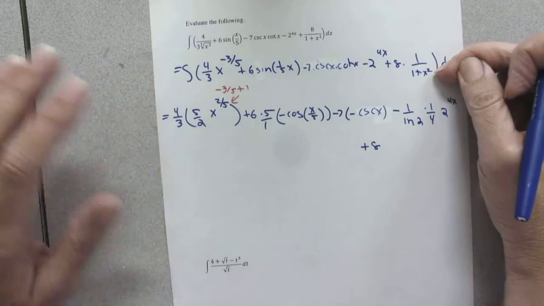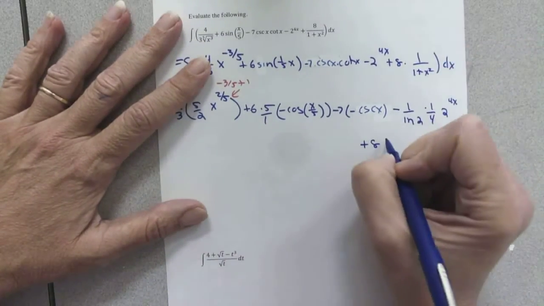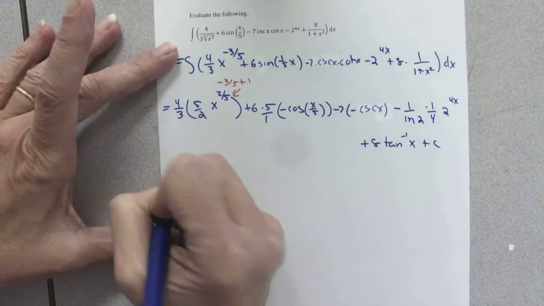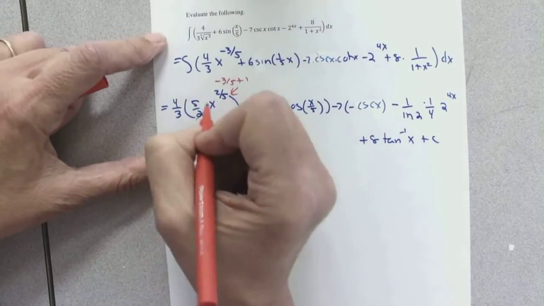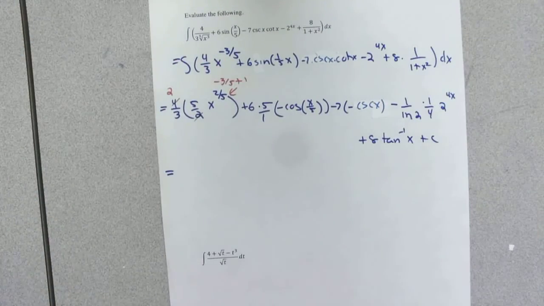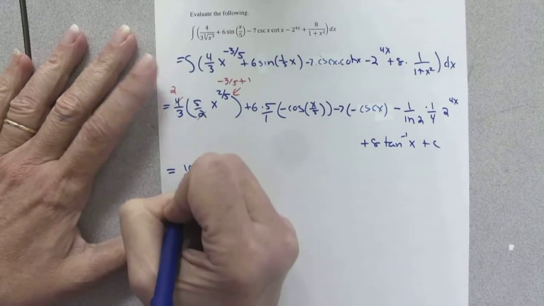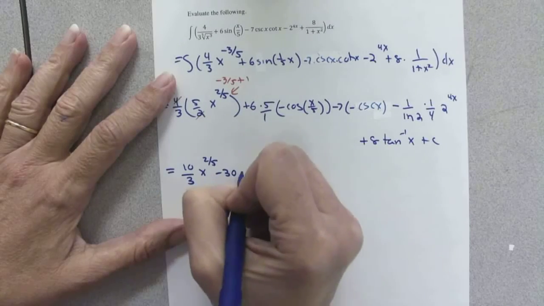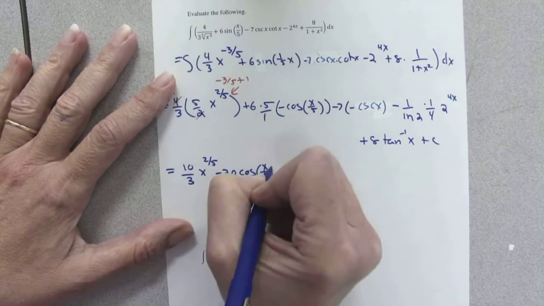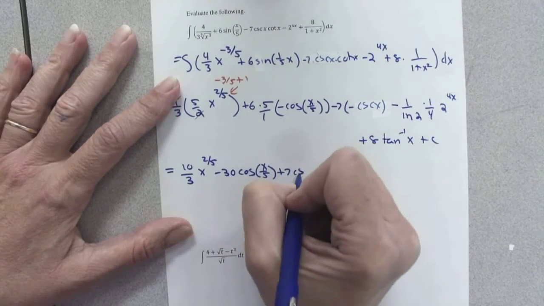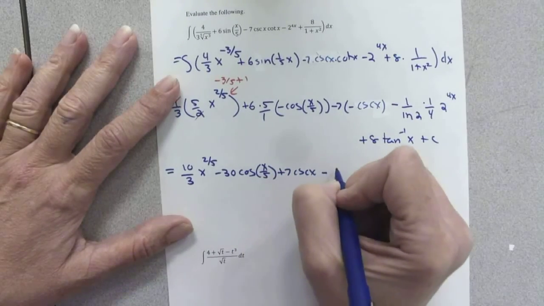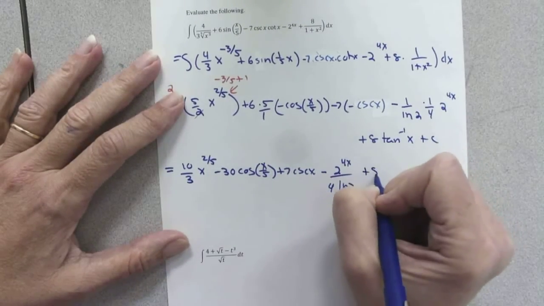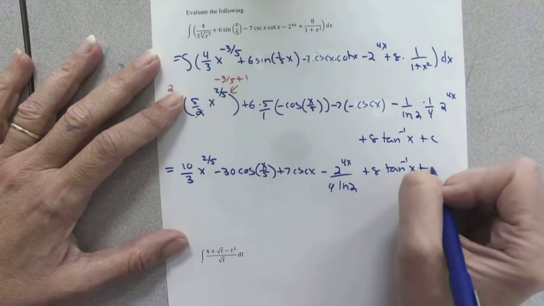Then you're asking yourself, what has a derivative of 1 over 1 plus x squared? And that's tan inverse of x plus c. And then we just make it look prettier. The 4 and the 2 cancel, leaving 2. So I have 10/3 x to the 2/5 minus 30 cosine x over 5 plus 7 cosecant x minus 2 to the 4x over 4 natural log of 2 plus 8 tan inverse of x plus c.